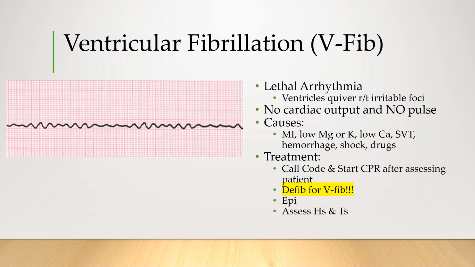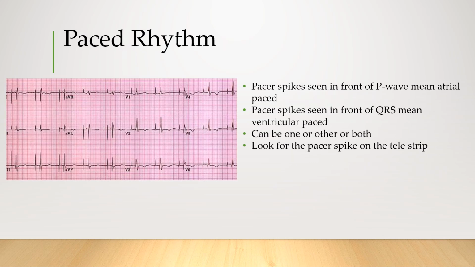We give epi during a code situation to speed up the little bit of rhythm that we have so we have something to treat. If you notice, epinephrine is pretty much involved in every single code out there. This is what a paced rhythm looks like. A patient has a pacemaker, everything's fine. We're just going to continue to monitor as normal.